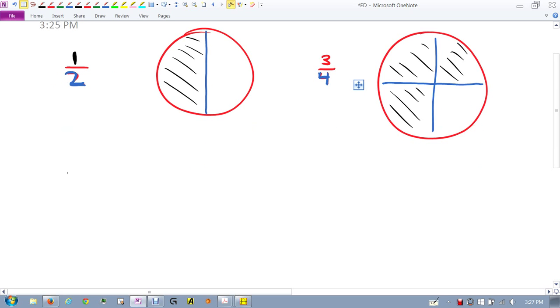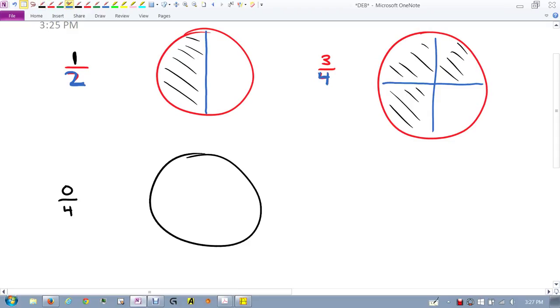All right, let's try this one. What about 0 over 4? Well, you start with the pizza. How many pieces am I going to cut it into? 4 pieces. That comes from the 4 on the bottom, right? How many pieces do you get? None, so you don't get any pizza. So you get nothing, right? That's why 0 over 4 is 0, because you get nothing. I've got 4 pieces of pizza. You don't get any of them.